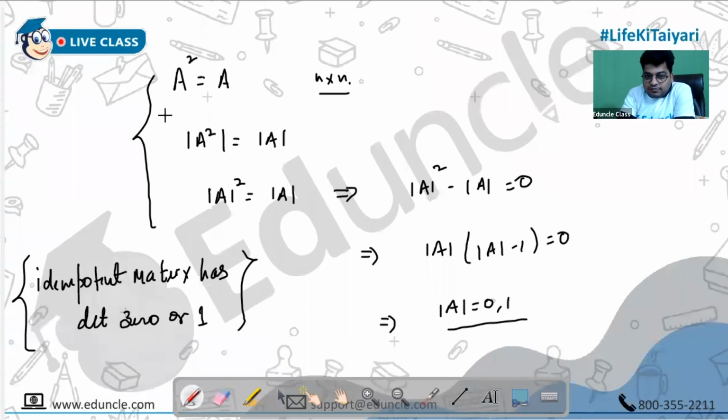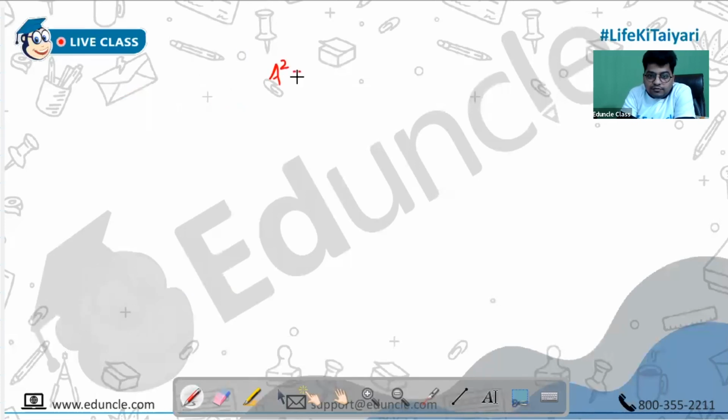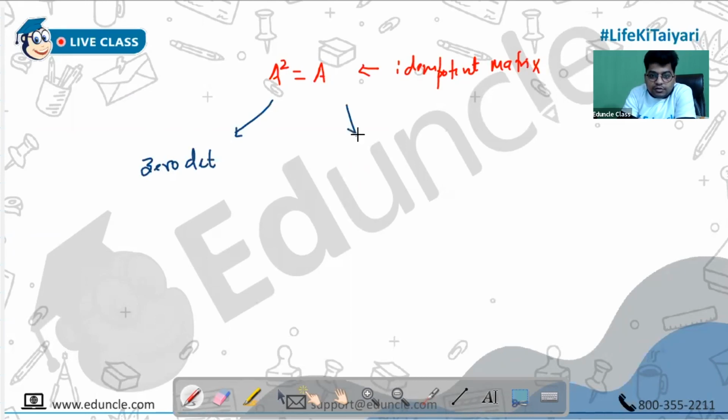Idempotent matrix has determinant 0 or 1. If this is a matrix, and you are saying it is idempotent, then yes, this is the definition: A squared is equal to A. This is called an idempotent matrix. So it has either zero determinant or determinant of 1. Am I clear? 0 or 1.